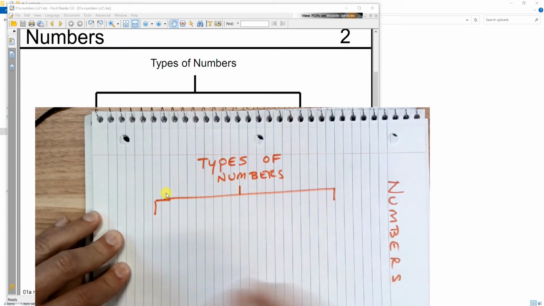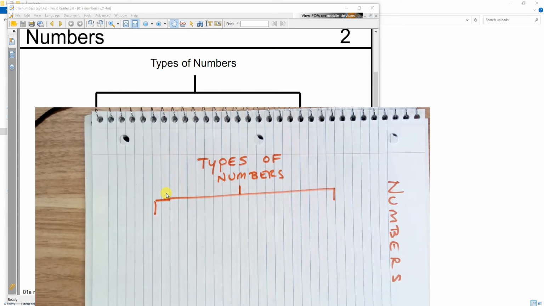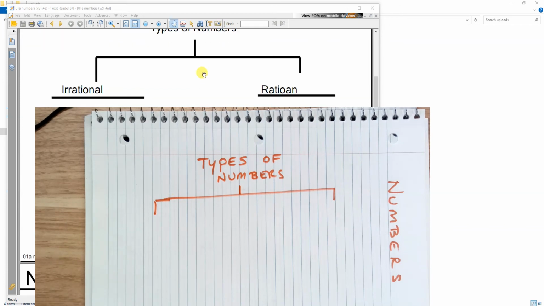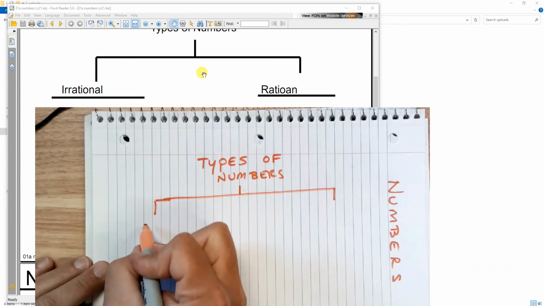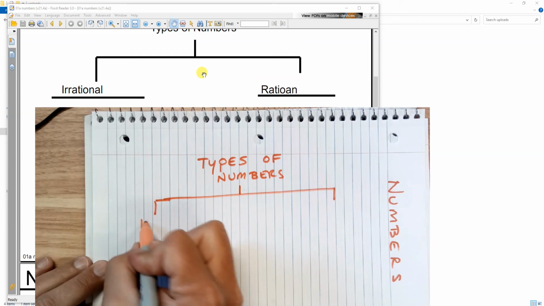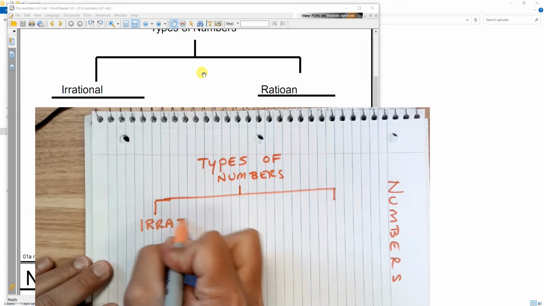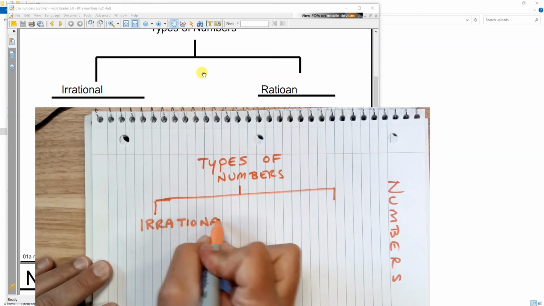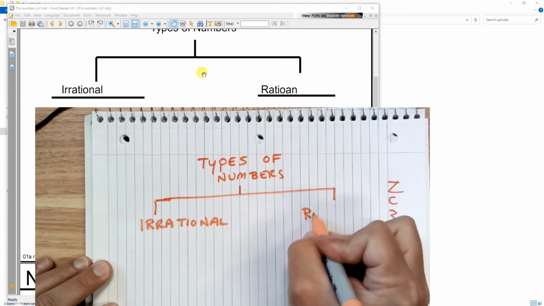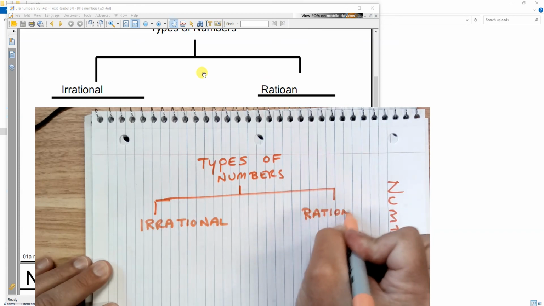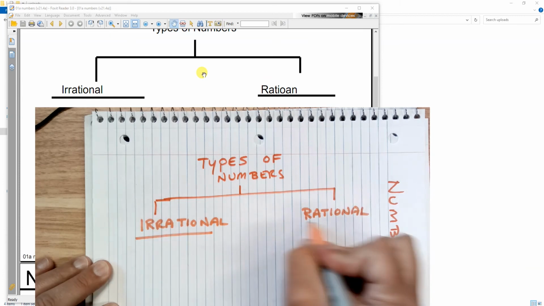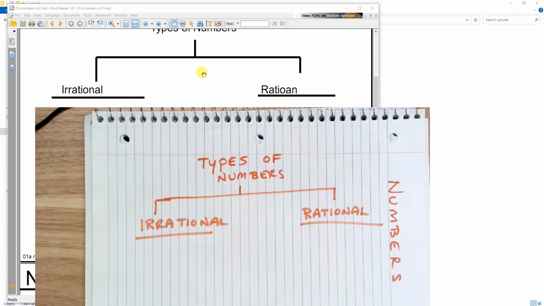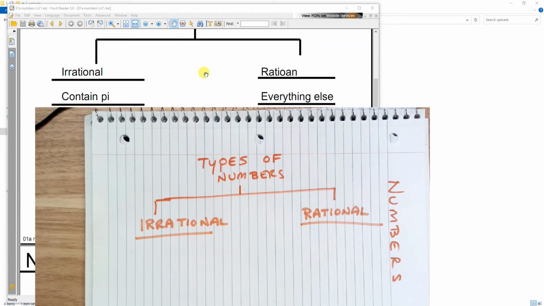There are two types of numbers that we're dealing with: rationals and irrationals. Although I have it written as whatever that word is. Okay, we'll write what I write. Irrational and rational. Those are the two types of numbers that we're trying to differentiate. I want to be able to look at a number and know if it's rational or irrational.